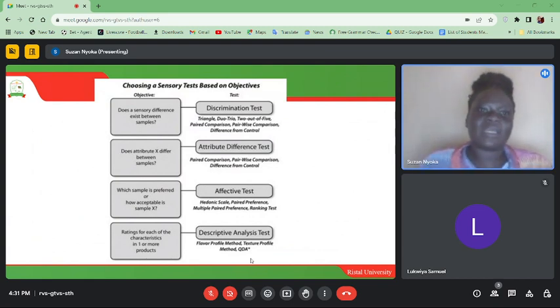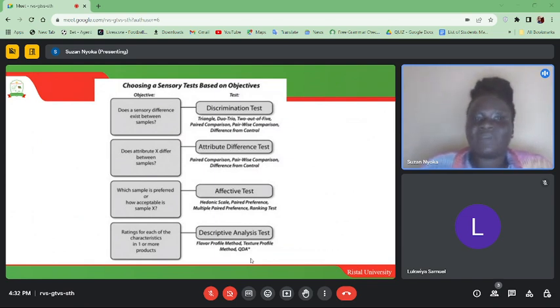Objective number one: does a sensory difference exist between the samples? You will need to use the discriminative test if you're trying to find the differences between samples. Does attribute or character X differ between samples? If you're going to look at a specific trait, let's say the texture or the color, and whether it differs between two different samples, then you will need to use the attribute difference tests.